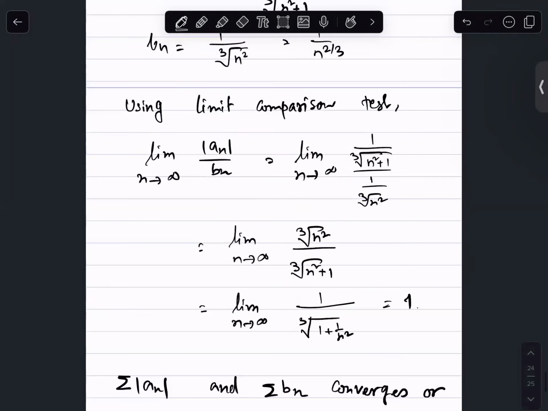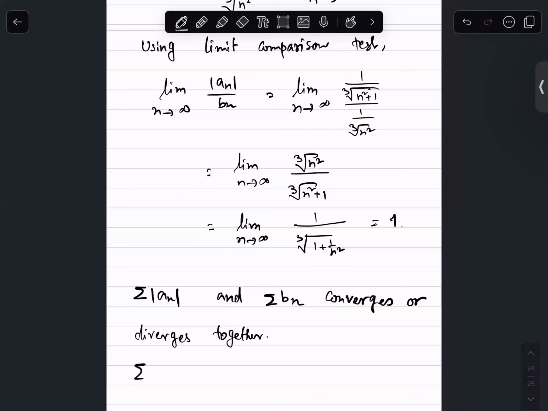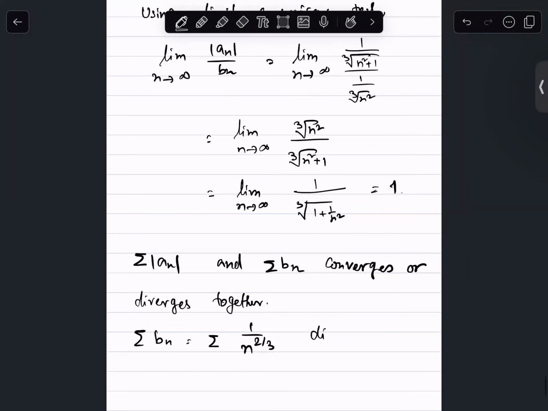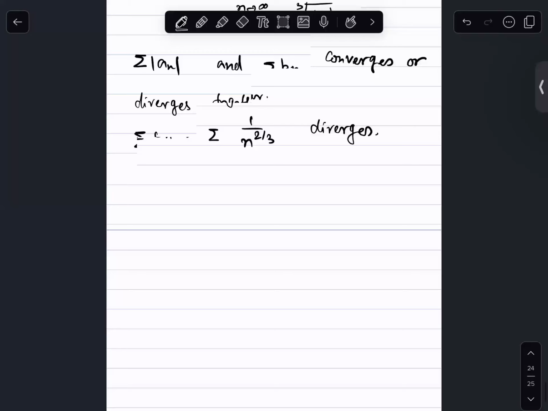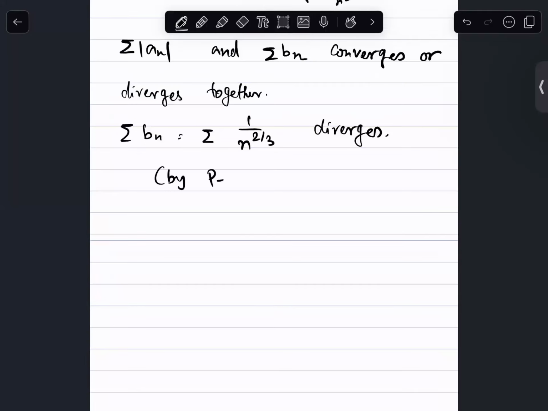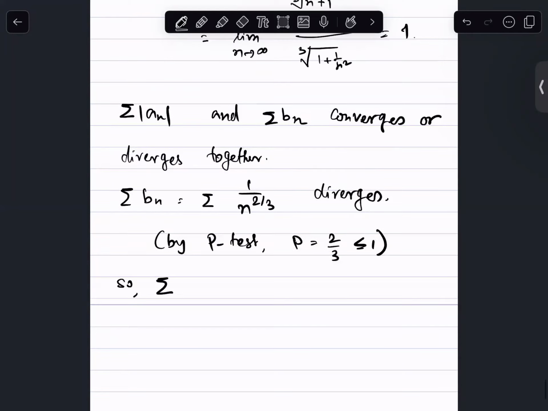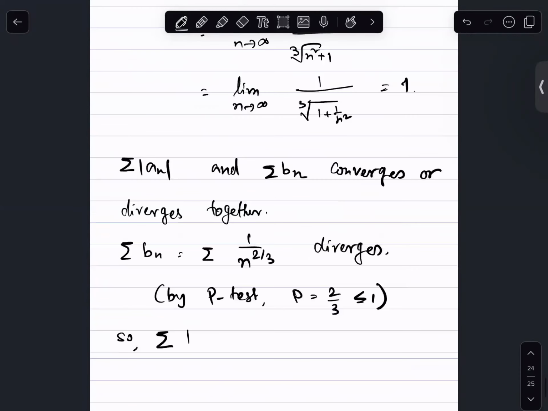Right? But if I look at summation bn, which is summation 1 over n to the 2/3, this diverges by the p-test, where p is 2/3, which is less than or equal to 1. Okay. So summation of modulus of an diverges.